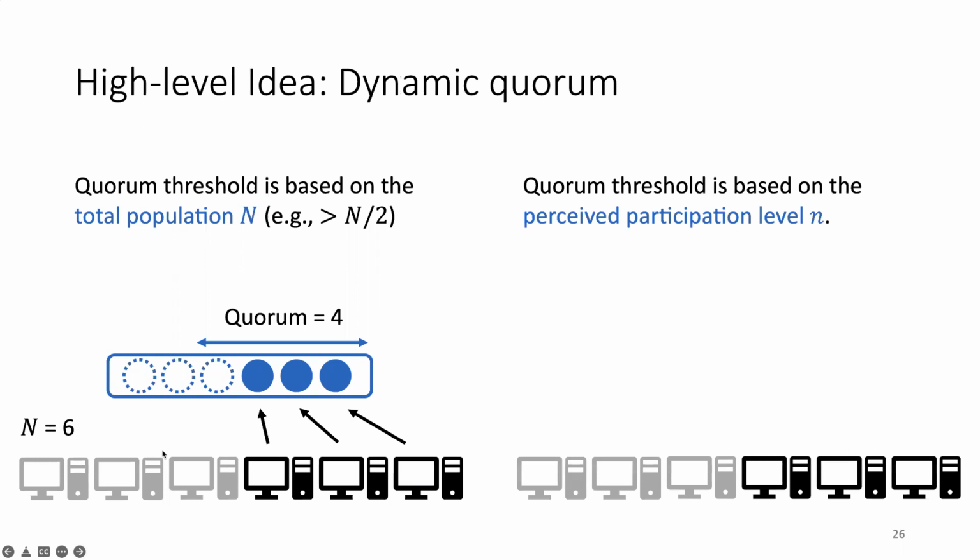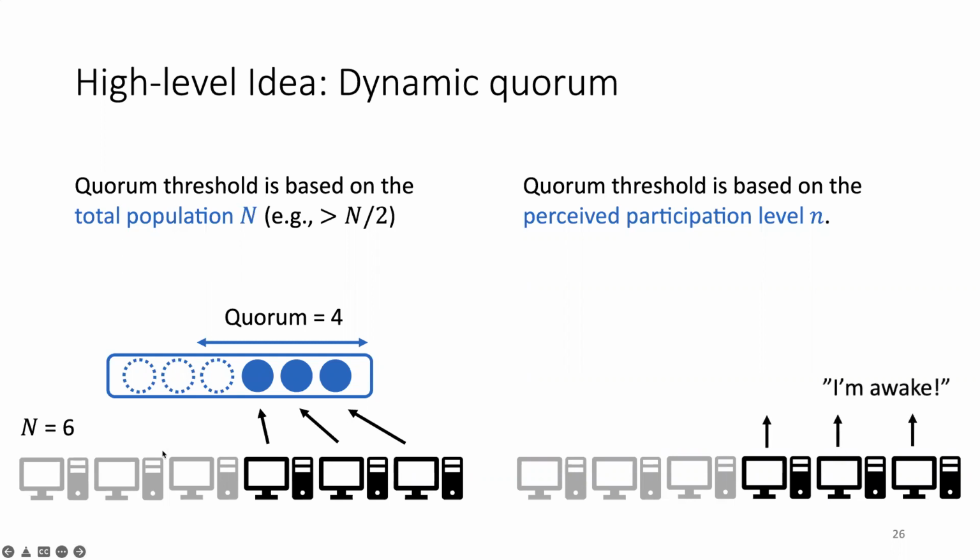But once we're in dynamic participation, we need a notion of dynamic quorum. The threshold for the quorum, how large of a quorum do I consider large enough, needs to be defined based on the actual participation, not the predefined participation. But nobody knows the actual participation, so the best we can do is to define it using the perceived participation. Everybody will announce that I am here, I am participating. Then I will count how many people are participating, then set half of that as my quorum threshold.